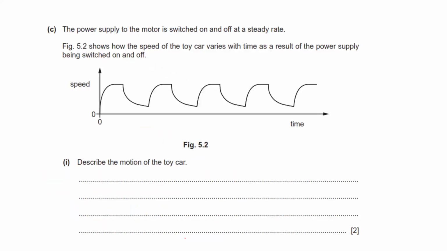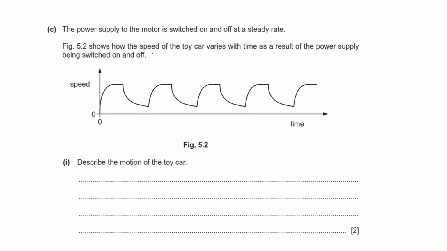So moving ahead, part C, it says the power supply to the motor is switched on and off at a steady rate. Figure 5.2 shows how the speed of the toy car varies with time as a result of the power supply being switched on and off. Then it says describe the motion of the toy car.